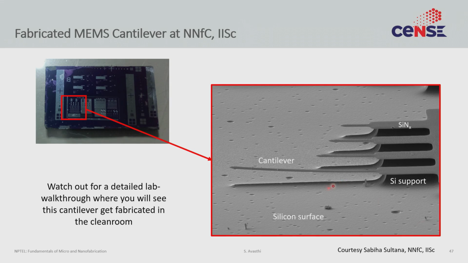So here is an actual device that we fabricated, that you will see getting fabricated in the lab course, in the lab visit. And if you look into an SEM, you can actually see the cantilevers that you have made. So you see the silicon support, right? You see the MEMS cantilever, the silicon nitride cantilever, right? We have made 3 different sizes here. And because the sizes are different, their frequencies of oscillation are different, their fundamental frequencies are different.